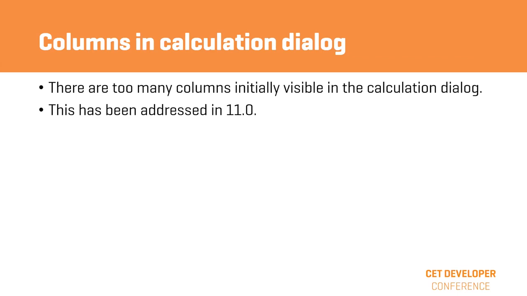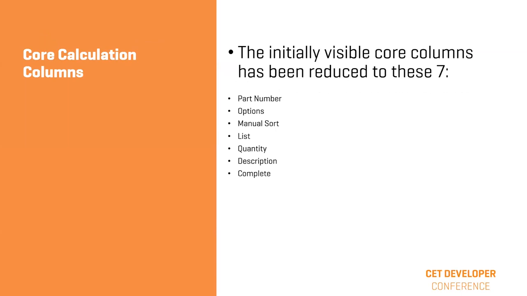So this has been addressed in 11.0 through a few different ways. First of all, the initially visible core columns have been reduced to these 7 columns. I do not remember how many were initially visible in 10.5, but there were quite a few more than these. So these are the ones that we have thought are the most important.